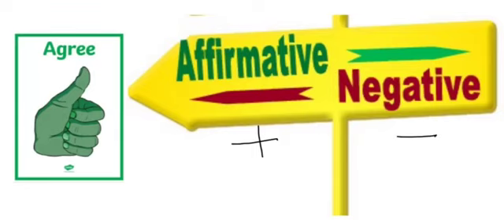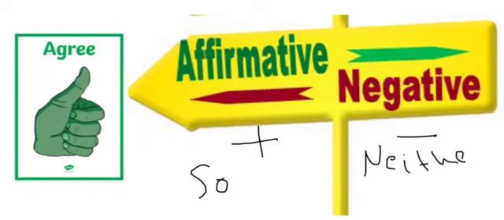The sentences that contain the word no, these are called negative statements. Remember that to agree with the positive statements, always start with the word so. And to agree with negative statements, you have two choices, whether neither or nor. So you have two choices for negative statements, neither and nor.